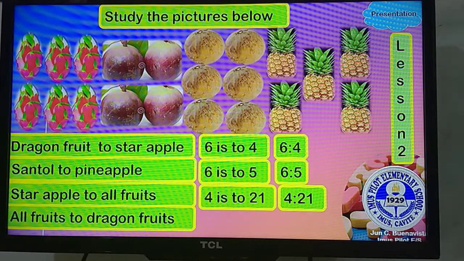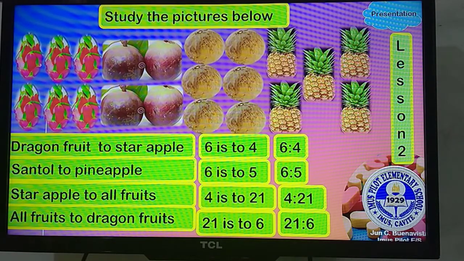Next, how about all fruits to dragon fruits? All fruits to dragon fruits. Okay, all fruits are 21 and the dragon fruits is 6. Therefore, the ratio is 21 is to 6.